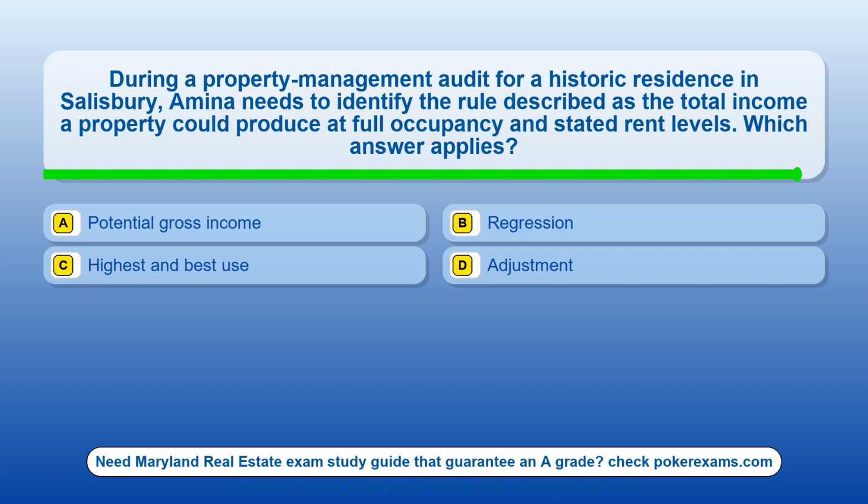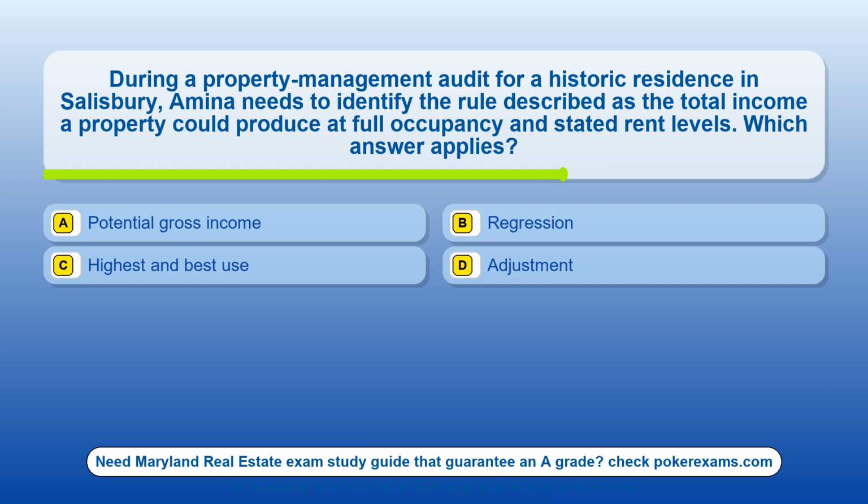Question 15. During a property-management audit for a historic residence in Salisbury, Amina needs to identify the rule described as the total income a property could produce at full occupancy and stated rent levels. Which answer applies? Option A, potential gross income. Option B, regression. Option C, highest and best use. Option D, adjustment.